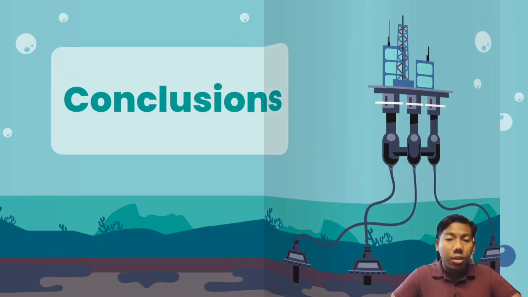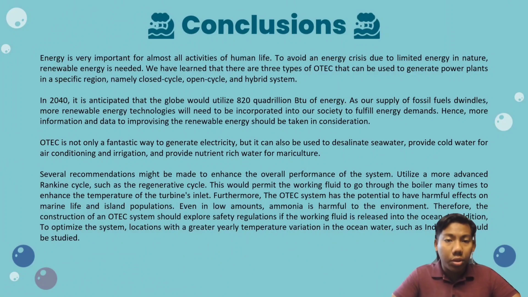Lastly, the conclusions. Energy is very important for almost all activities in human life. To avoid energy crisis from the limited energy in nature, we use renewable energy, which is OTEC and all sorts of other options. There are three OTEC types that we have learned, which is closed cycle, open cycle, and hybrid system. So OTEC is not only a fantastic way to generate electricity, but it can also produce desalinated seawater and provide cold water for air conditioning and provide nutrient-rich water for marine culture.